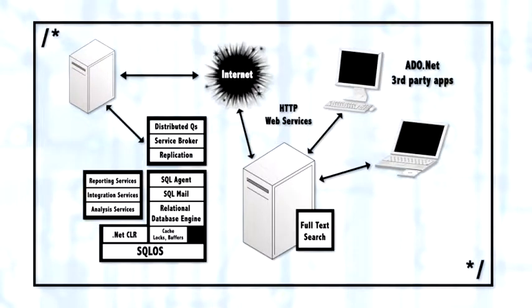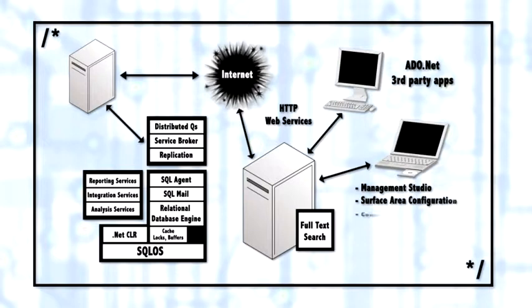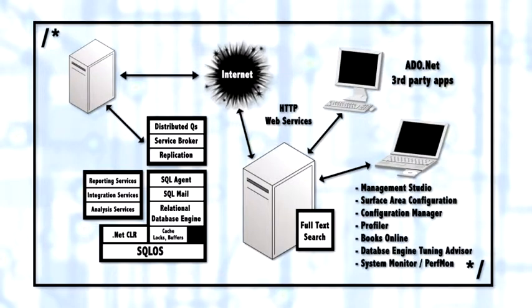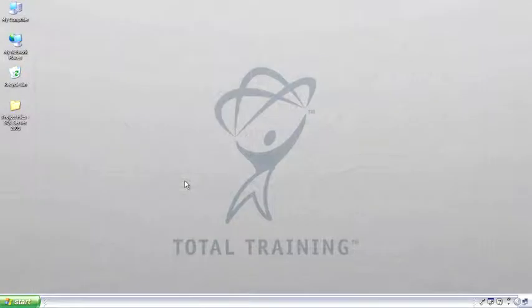As you can imagine, SQL Server has several tools, and it can be confusing to find which tool is best for which purpose. There's a lesson coming up soon on Management Studio, and right now I want to go ahead and show you how to find the surface area configuration, configuration manager, profiler, books online, database engine tuning advisor, and the Sysmon Perfmon tool. We're not going to take the time to explain everything about the tools, but in this overview of SQL Server, I want to show you at least where the tools are, how to find them, and what they're for.